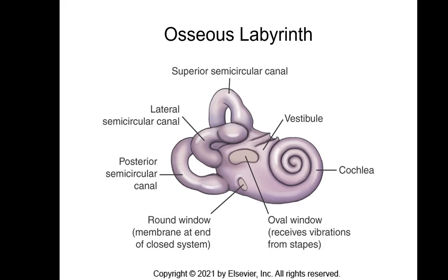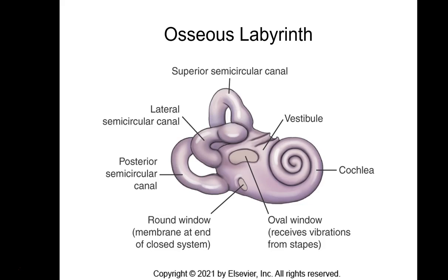The 3 semicircular canals are posterior to the other internal ear structures. So this is kind of posterior, this is anterior. The semicircular canals are named according to their position: superior, posterior, and lateral. And each canal is located at a right angle to the other 2, allowing for a sense of equilibrium and a sense of direction, which is pretty interesting.